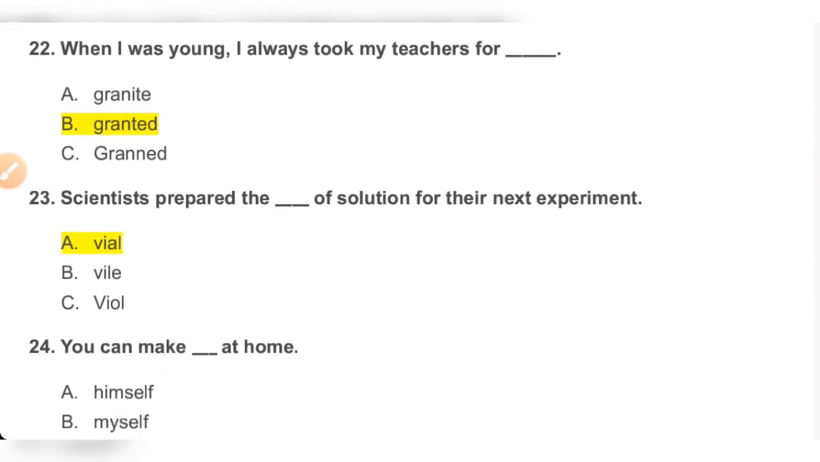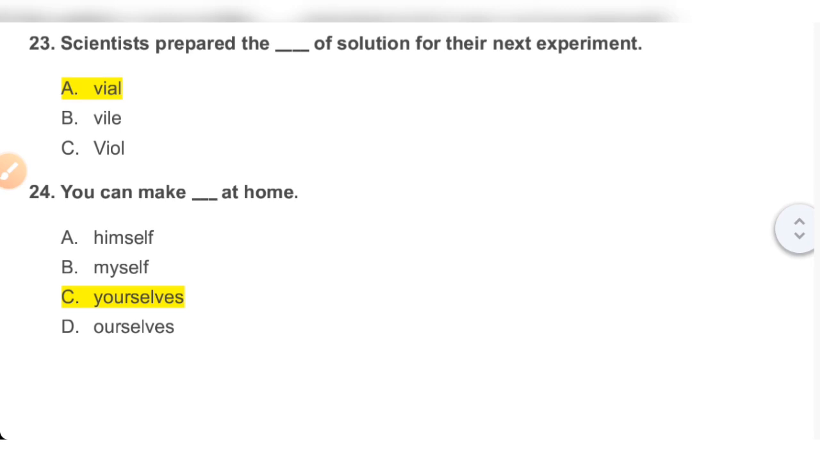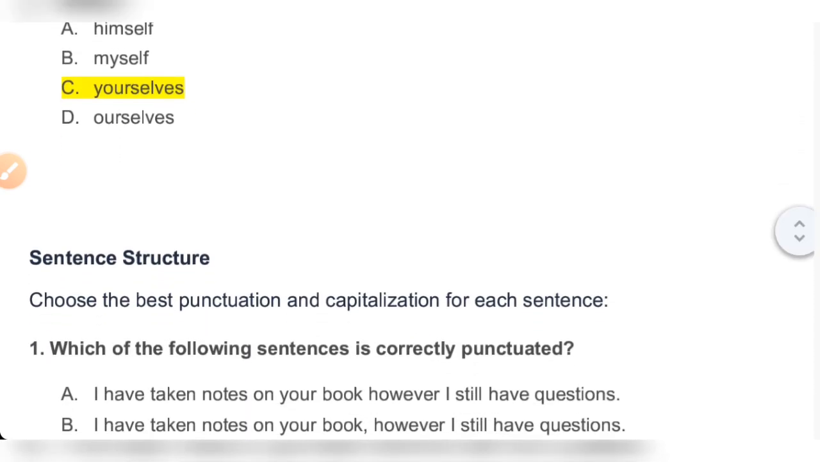23 question is, scientists prepared the of solution of their next experiment. Correct option is A. 24 question is, you can make dash at home yourselves. This is the correct answer.